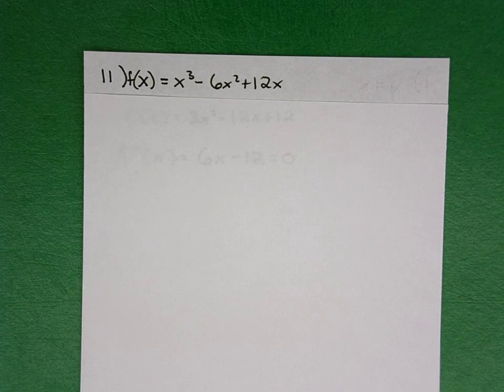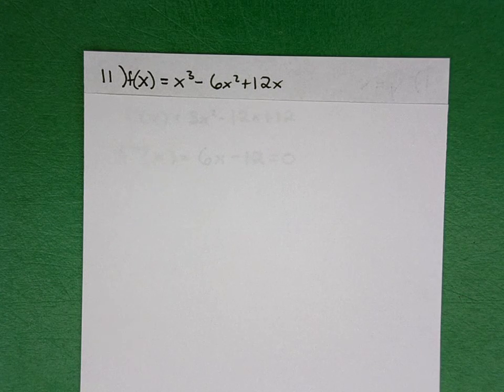Okay, and so I've selected two problems to demonstrate this procedure to find intervals of concavity. Number 11 is the first one, f of x equals x cubed minus 6x squared plus 12x. So when we're dealing with concavity, we want to be working with our second derivative. That's the level at which concavity occurs. First derivative is increasing, decreasing, relative maxes, relative mins. Second derivative is concavity and points of inflection.